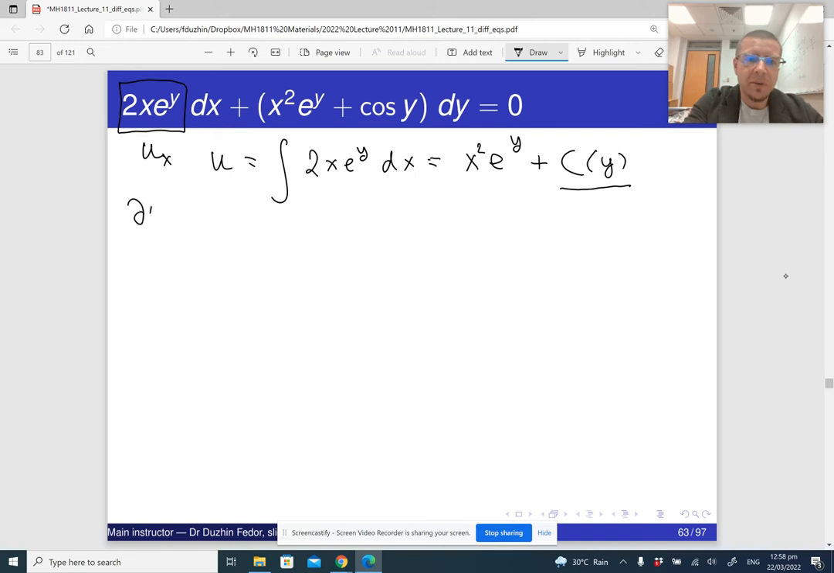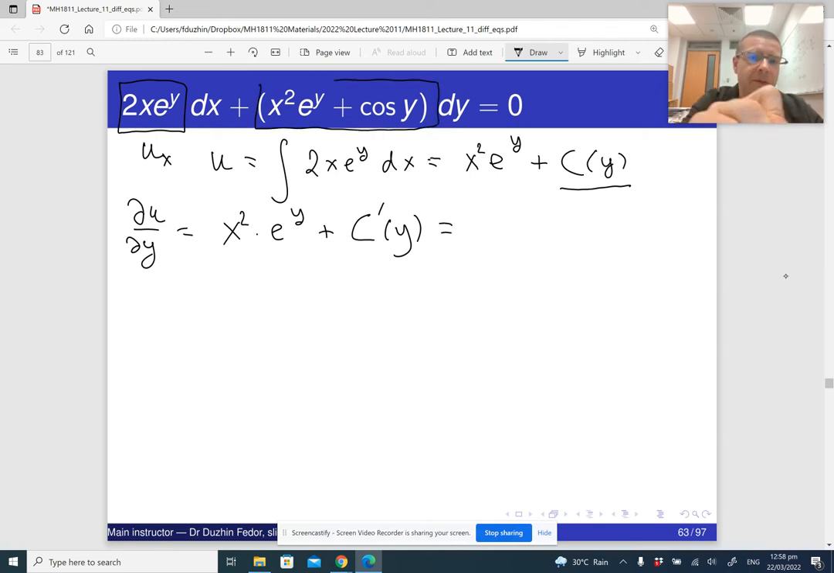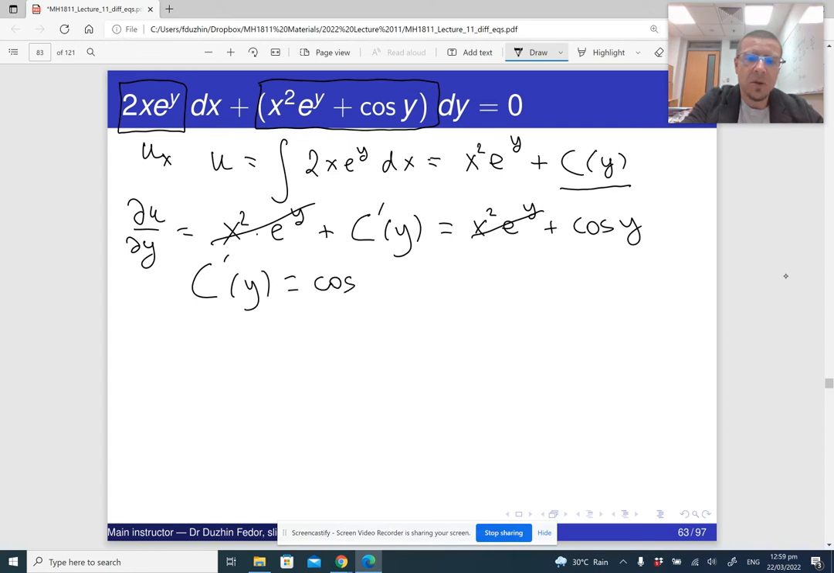Now the partial derivative of u with respect to y is going to be x squared times e to the y plus this function c differentiated with respect to y. So I'll write c prime of y. And this equals my coefficient in front of dy, which is x squared e to the y plus cosine y. All right, so x squared e to the y on the left hand side, x squared e to the y on the right hand side. So it cancels out, and c prime of y equals cosine y.